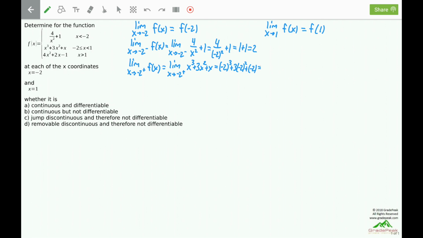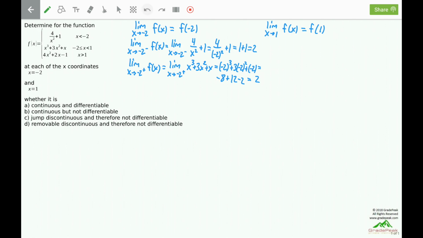Negative 2 cubed is going to equal a negative 8. 3 times negative 2 squared, negative 2 squared will be a 4, times a 3 will be a positive 12. And then plus negative 2 is the same thing as minus 2. Negative 8 plus 12 is 4, minus 2 is a 2. So we do have the left side and the right side limits matching each other.